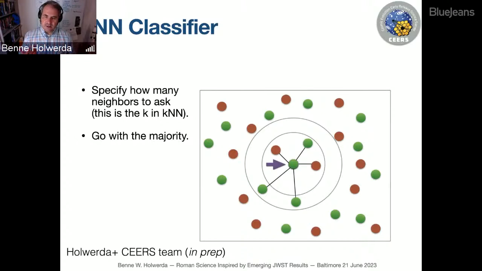The one thing that you have to tune is how many neighbors you ask in a given space. And you can do this in not just a 2-dimensional space, but a multi-dimensional space. So where are the 3 nearest sources to the one that I'm looking at? And then you just go with the majority. So it is quite important to fine tune how many neighbors you ask.